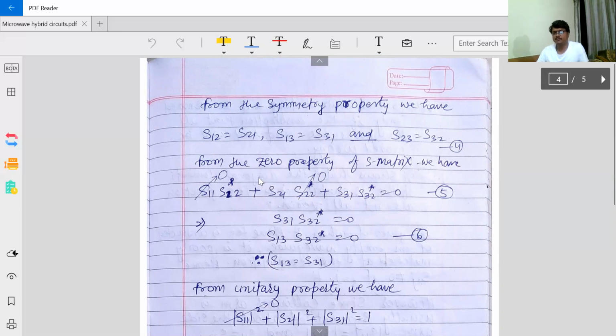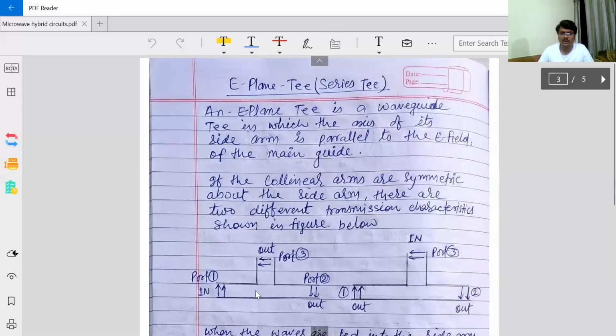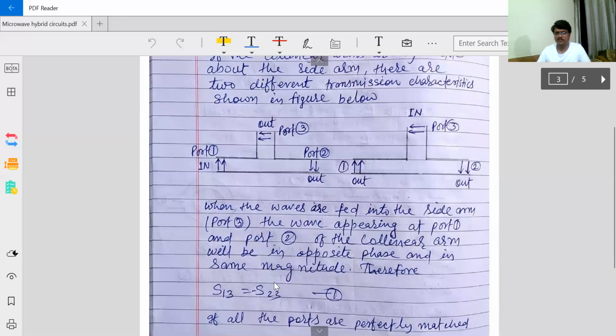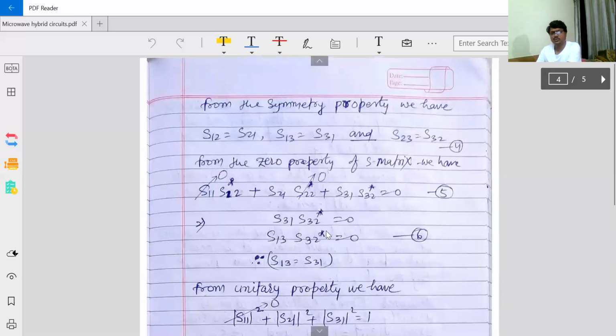From the symmetry property, we know that if we look from port 1 or port 2, it will look very simple. So this is port 1 and port 2. Anyone who sees from here, or anyone who sees from here, the same thing will look similar. So it is a symmetrical network. So by using the symmetric property, 1 and 2 are symmetrical, so S12 and S21 are similar, and S13 and S31 will be same. Also S23 and S32 will be same.